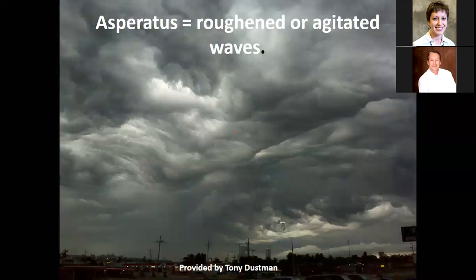One that has just gotten a relatively new name associated with it are clouds when you've got a lot of turbulence in the air, maybe associated with a front that's getting ready to pass through, or a storm front, a squall line getting ready to pass through. And you see all of that turbulence in the clouds. And these are called Asperatus clouds. It just means basically agitated waves of clouds.